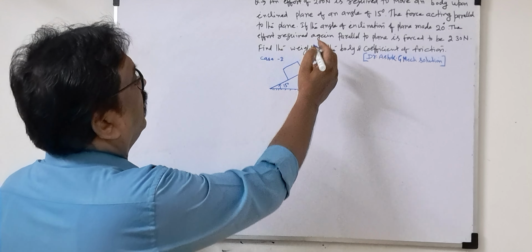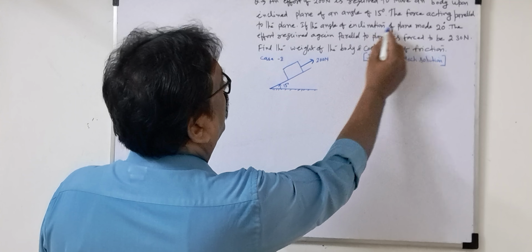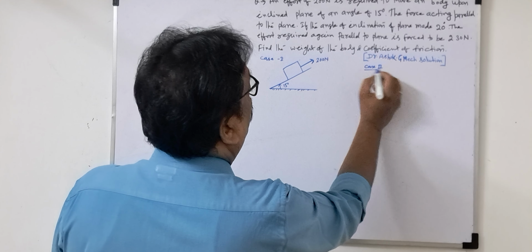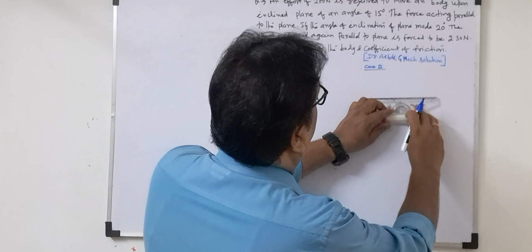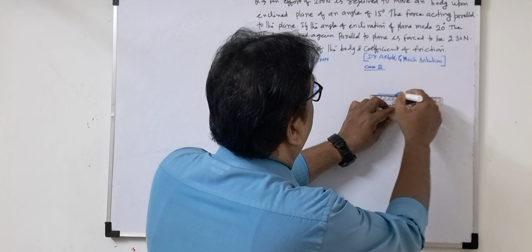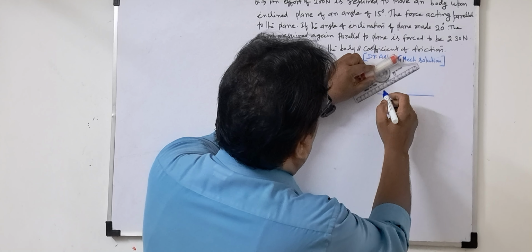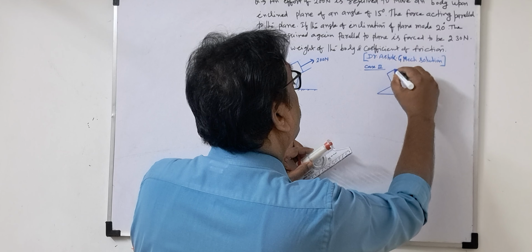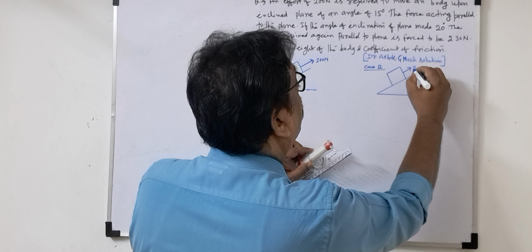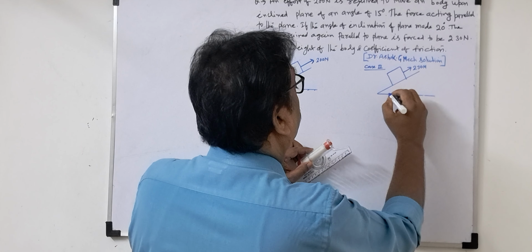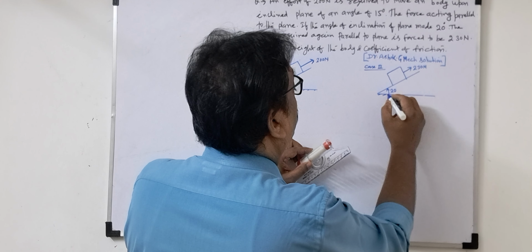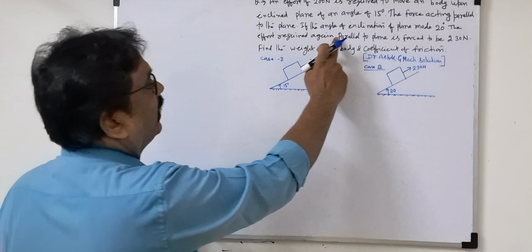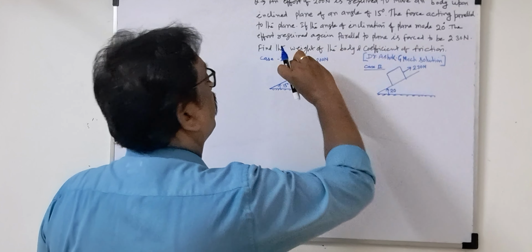Okay, now case 2. If the angle of inclination is 20 degrees. What will the diagram be? We are drawing the diagram for the given question. This is the plane. This is the given 230 Newton and this angle is given as 20 degrees. The effort required is again parallel to the plane.